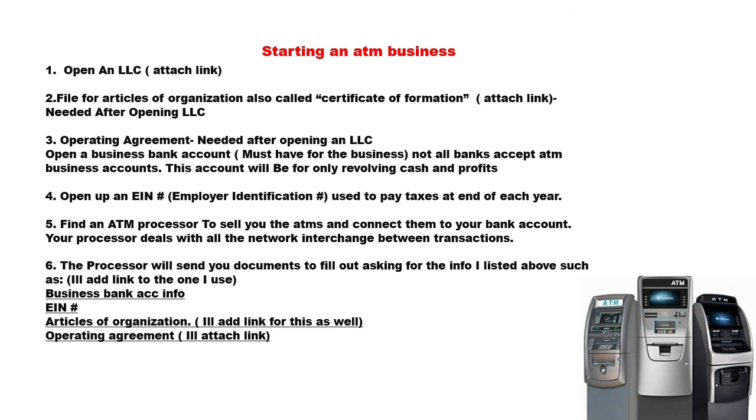After you find a processor, I'm going to give you the processor that I use. I'm going to include it all in the link, and I'm going to explain on the next page what all of this stuff means. Your processor is going to ask you for your business bank account information, your EIN number, your Articles of Organization, and your operating agreement. Once you send all of this to your processor, you're ready to go. All you need is an ATM, and they connect it for you. I'm going to give another detailed video on that later down the road.